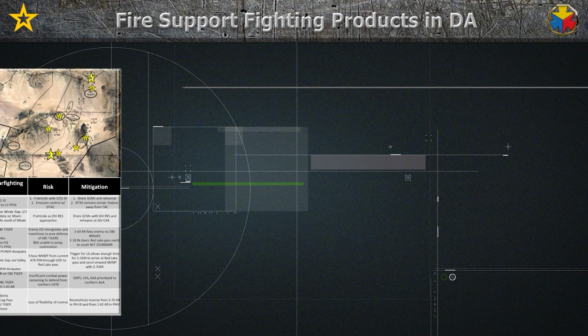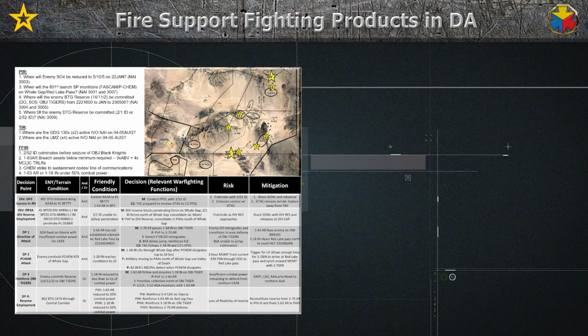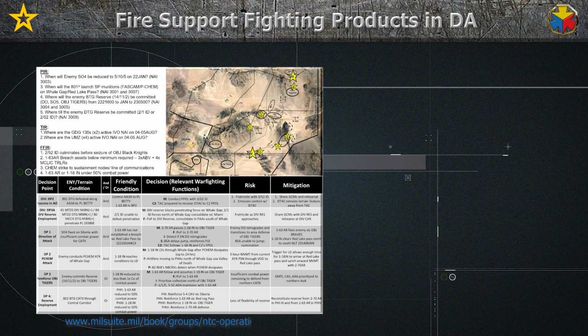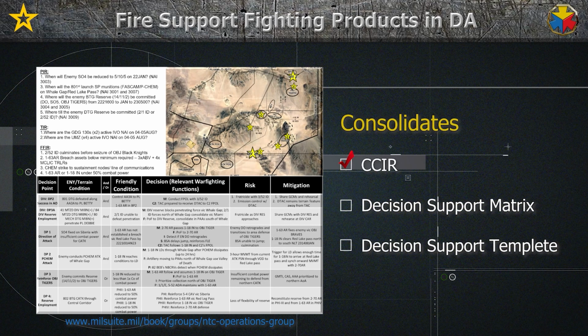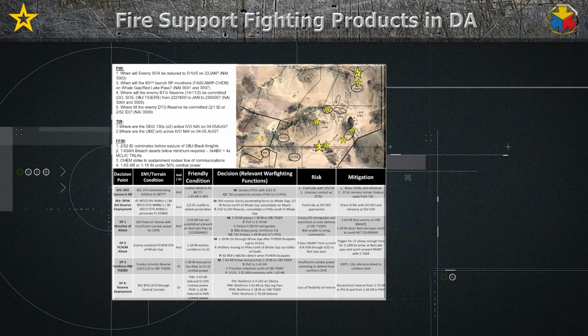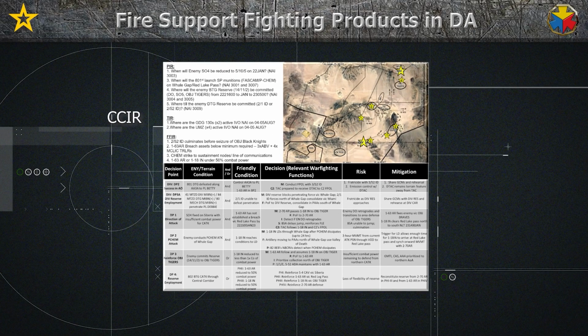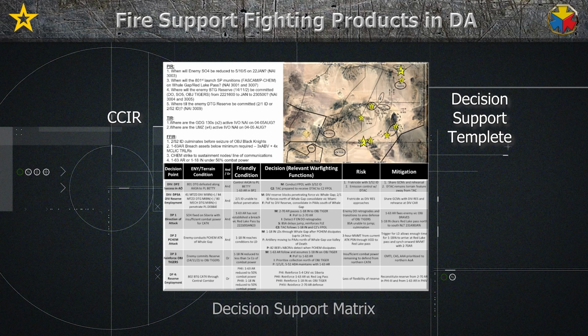This example decision support matrix, which you can find on the Ops Group Mill Suite, consolidates CCIR, the decision support matrix, and a decision support template all in one fighting product. In the top left, we have CCIR. On the top right, a decision support template portraying the decisions in space. At the bottom is a decision support matrix with the decision points.